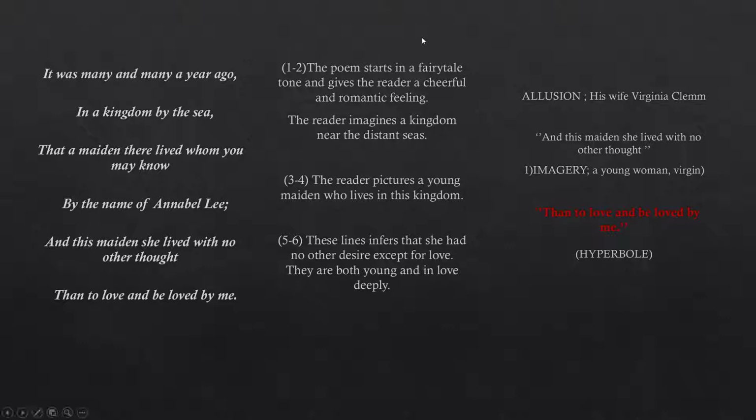The poem starts like a fairy tale, light like Once Upon a Time. It gives the reader a cheerful and romantic feeling. And we picture a kingdom near the distant seas, and the narrator says a maiden, so we picture a young, beautiful woman. And in the last 2 lines here, we see how the narrator exaggerates his love for his woman. He says Annabel Lee has no other desire or thought except for love. All she wants to do is to love and be loved by the narrator.